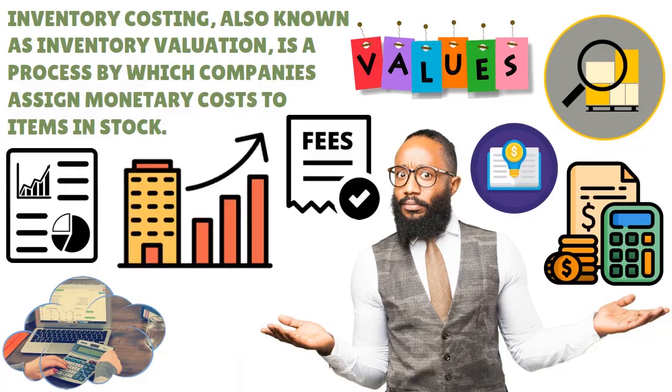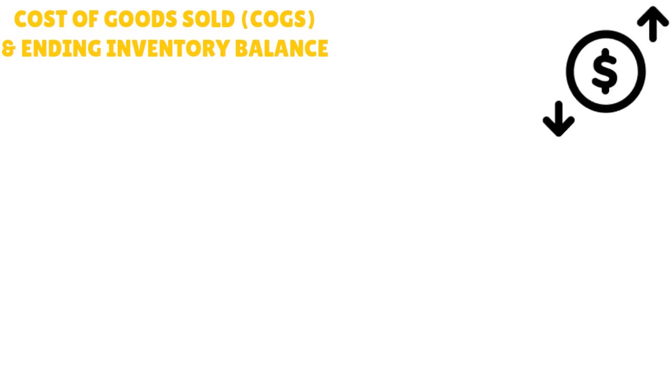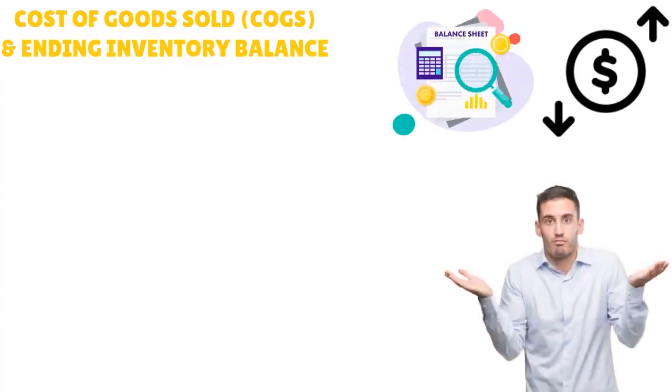The two main metrics inventory costing determines are cost of goods sold and ending inventory, because cost of goods sold goes to the P&L, your profit and loss, and the ending inventory balance goes on the balance sheet. So why is inventory costing important?